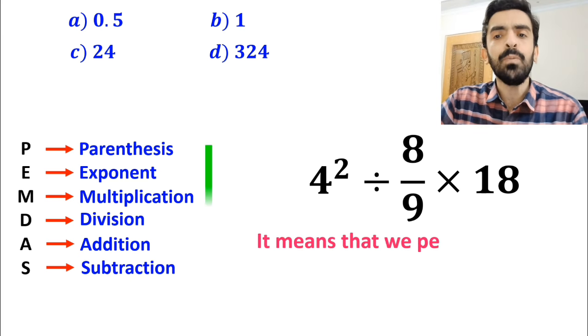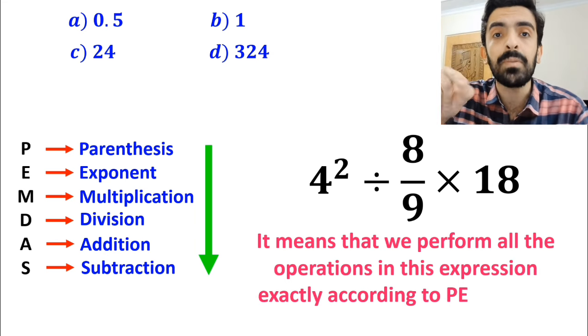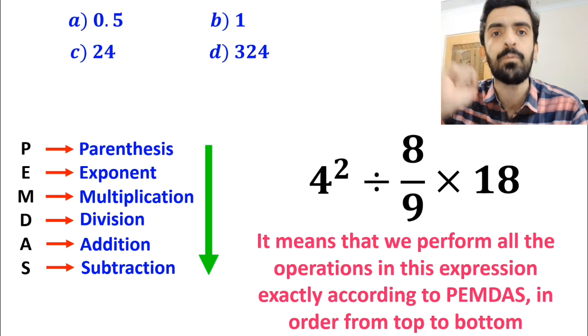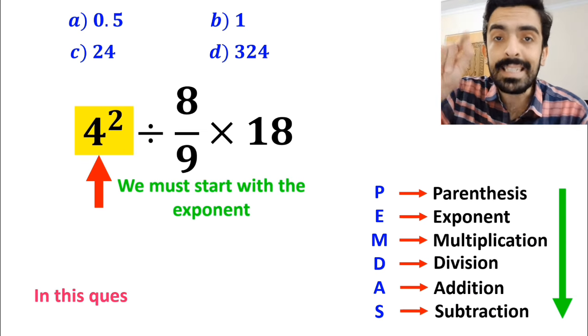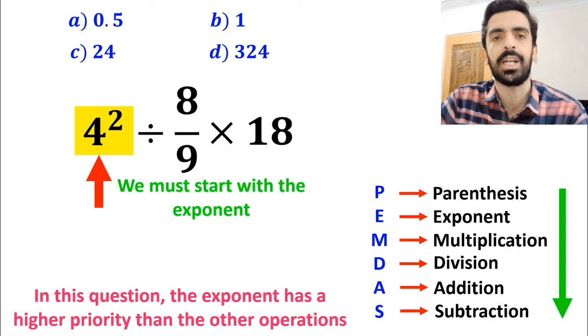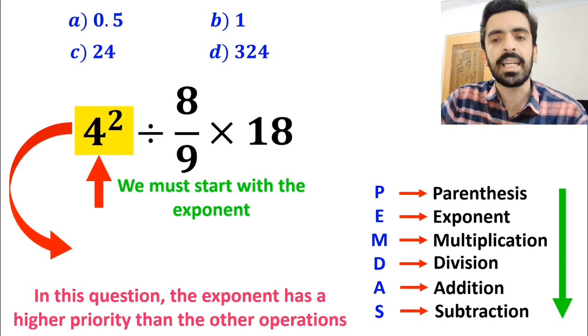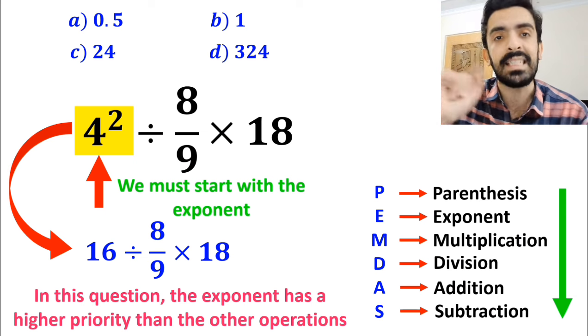It means that we have to perform all the operations in this expression exactly according to the PEMDAS rule in order from top to bottom. Okay, first we must start with the exponent, because in this expression, exponent has a higher priority than the other operations. So, instead of this expression, we can write 16 divided by 8 over 9 multiplied by 18.